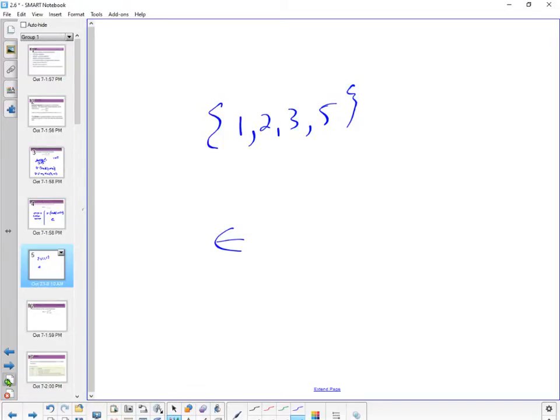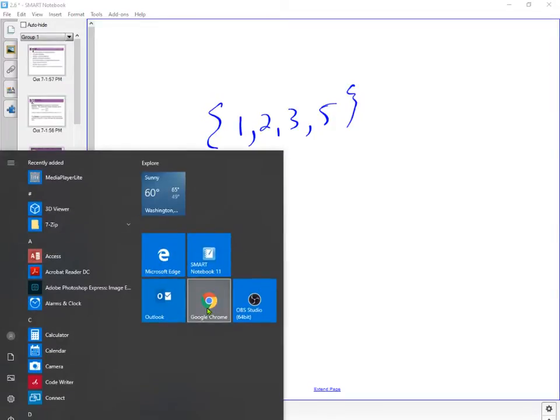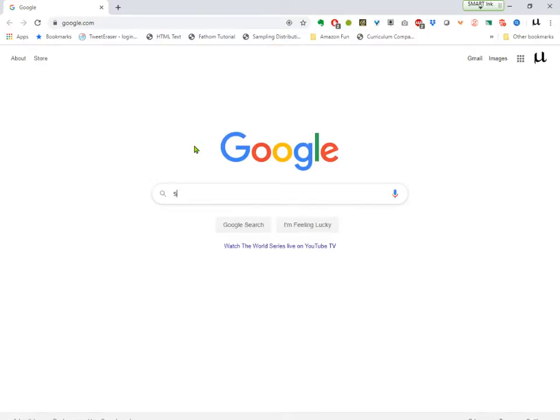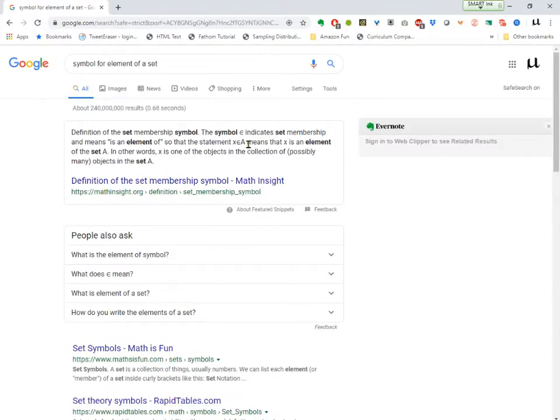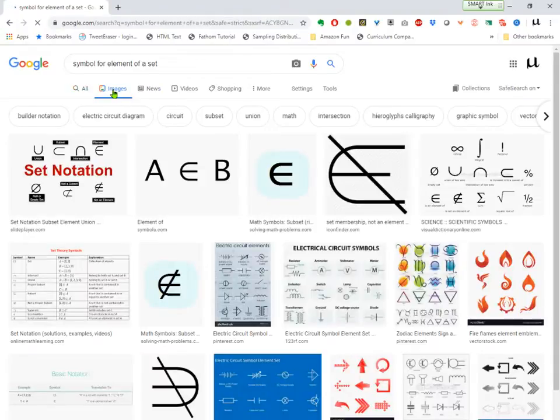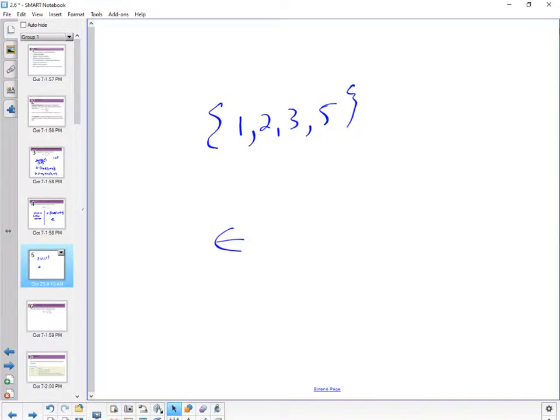Let me see if I can Google it for you. You can see the actual one. Can you see it? Oh, it's so tiny. Oh, good idea. There it is. Oh, this is not an element. This is element. That's just an E. So it's not an E. It's because some people would argue it's a C.